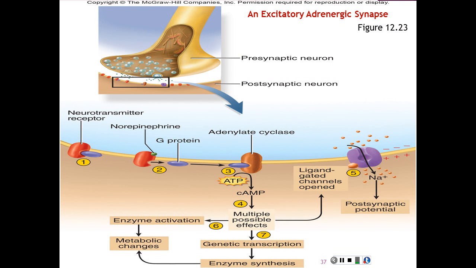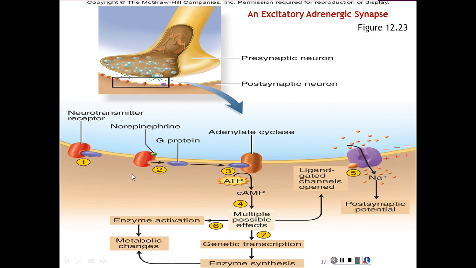The third one is our excitatory adrenergic synapse. And that one is going to employ norepinephrine, which is one of our catecholamines, as a neurotransmitter. Its receptor is not an ion gate, but a transmembrane protein associated with the G protein in a second messenger system. The binding of the norepinephrine to the receptor causes the G protein to dissociate from it.